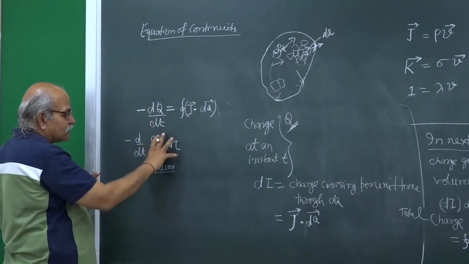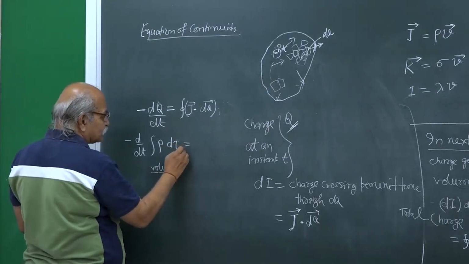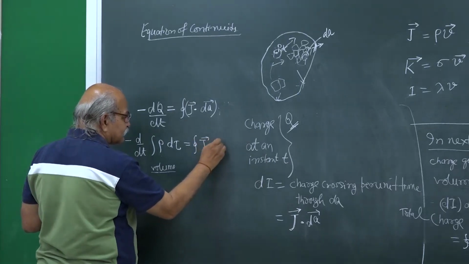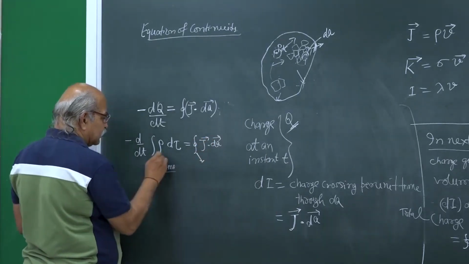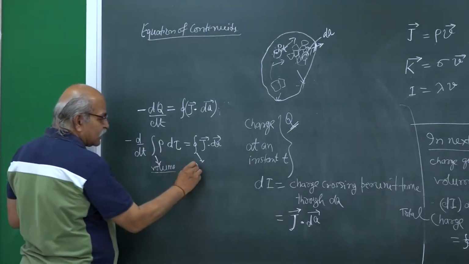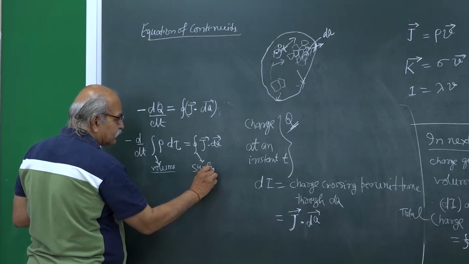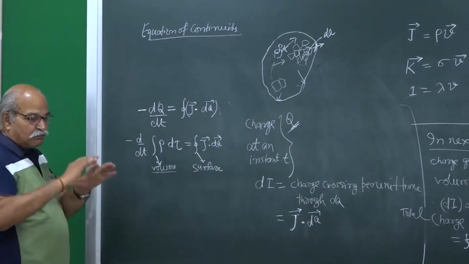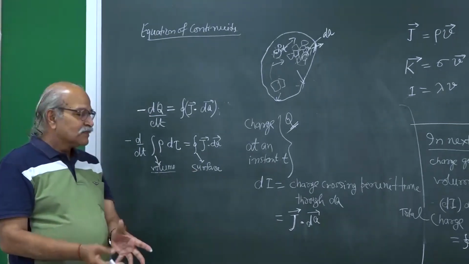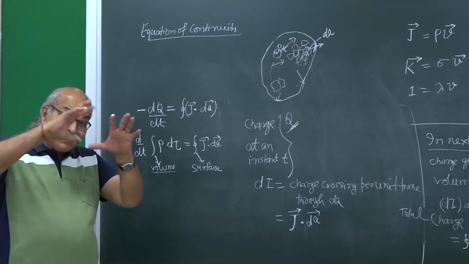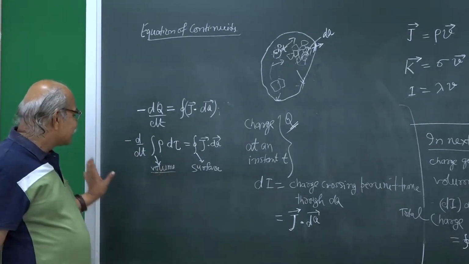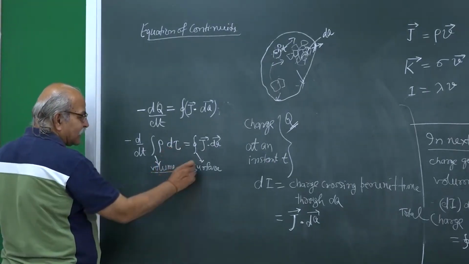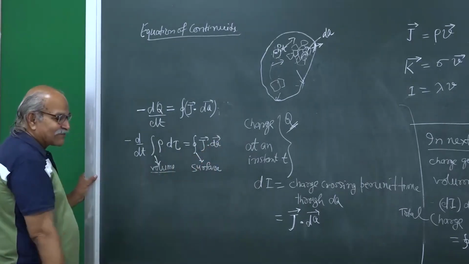So, minus d/dt of this charge should be equal to the integration of j dot dA over that surface. This is to be integrated over the volume and this is to be integrated over the entire surface which is bounding the same volume. So, this is the relation. Here d tau is the volume integration, and dA is the surface integration.